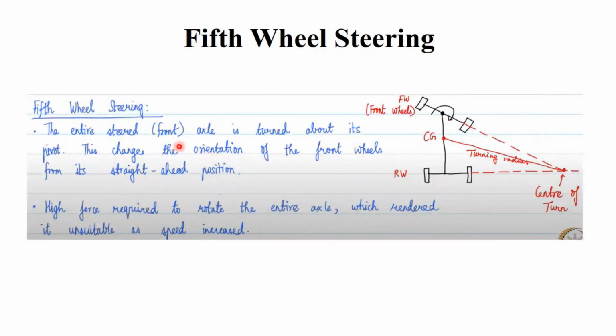So here, when you turn the vehicle to the left or right, what happens? The front axle is turned about its pivot axis. This is the pivot axis. And because of this, what happens? Because of this front axle turning, it also changes the orientation of the front wheel from its straight-ahead position. So it is not straight now, right? It is turned. Why is this front wheel getting turned? Because the front axle is turned about its pivot axis.